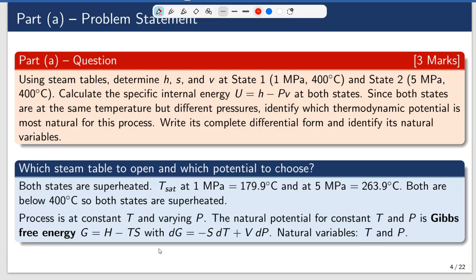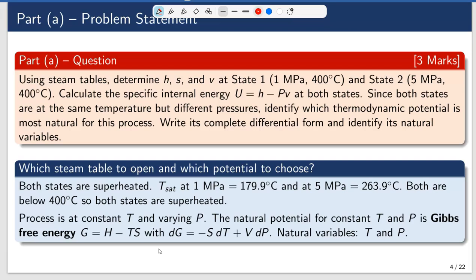So now which steam table to open and which potential to choose. So both states are superheated. So first T sat at 1 MPa, that we have to find out. So here from the steam table we will get 179.9 degrees centigrade is the saturation temperature at 1 megapascal, and at 5 megapascal that will be 263.9 degrees centigrade. So both are below 400 degrees centigrade, because in this problem the temperature is 400 degrees centigrade.